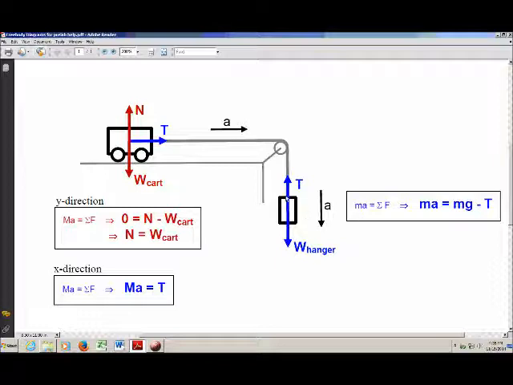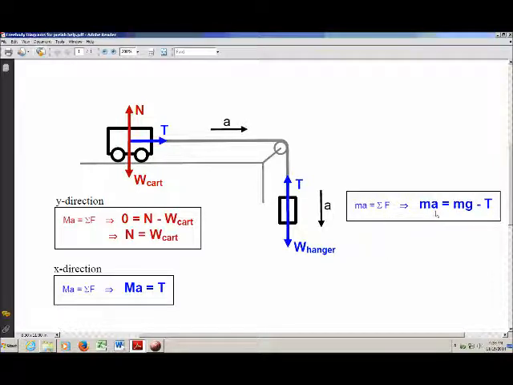There are 2 forces on here. There's the tension in the string and the weight of the hanger. Keep in mind that these 2 forces are not balanced. This hanger is accelerating, so don't say that tension equals the weight. That's not true in this case. If it was stationary or moving at a constant velocity, you could say that, but we are actually accelerating, so these 2 things are not equal to each other. So mass times acceleration equals the sum of the forces.